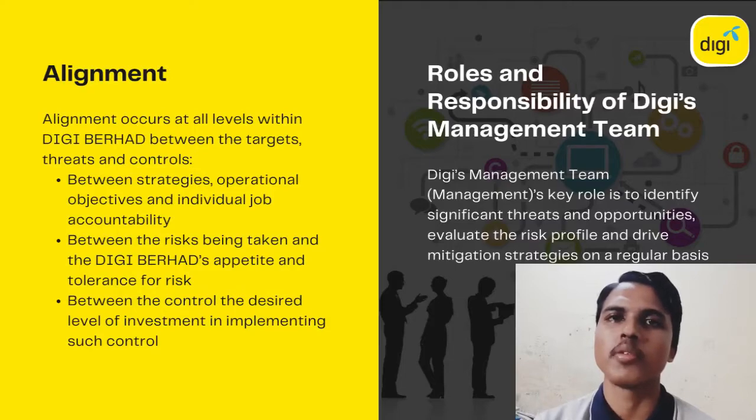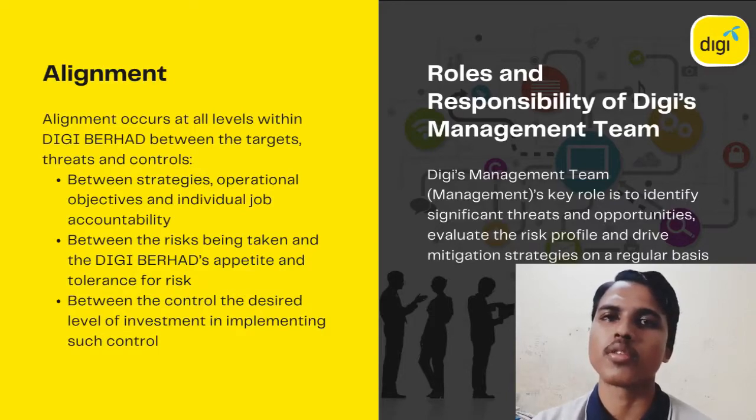So the second is between the risk being taken and the DG Berhad attempt and tolerance of risk. Risk tolerance is the level of risk that DG Berhad can accept for each individual risk, while risk attempt is the total risk borne by DG Berhad determined in aggregate. The third is between control, the desired level of investment in implementing such as control. So in implementing control, the level of investment is very important to determine the efficiency of risk management.